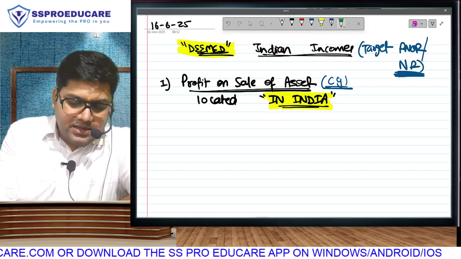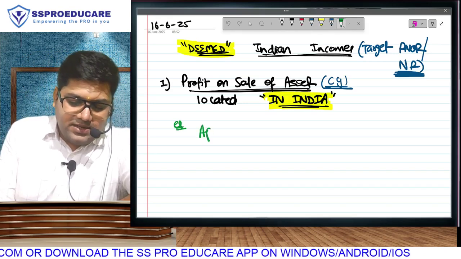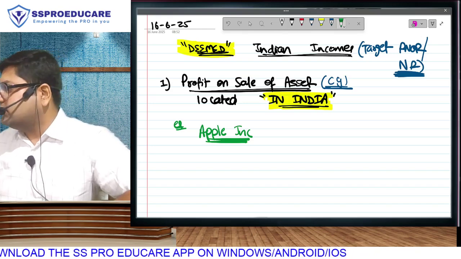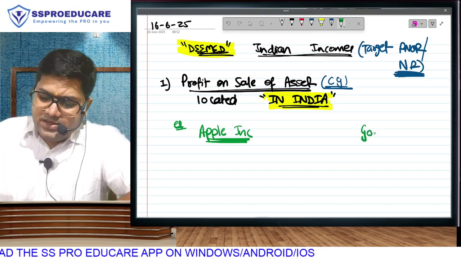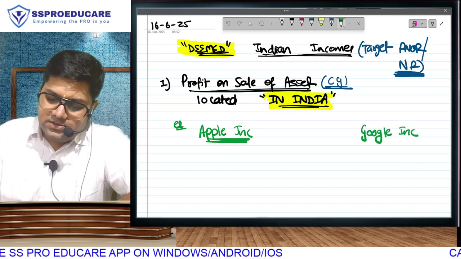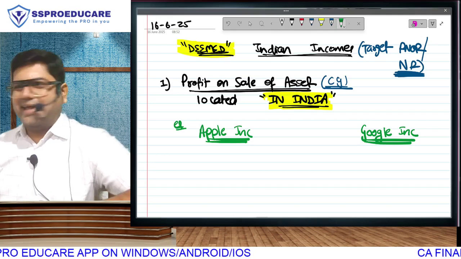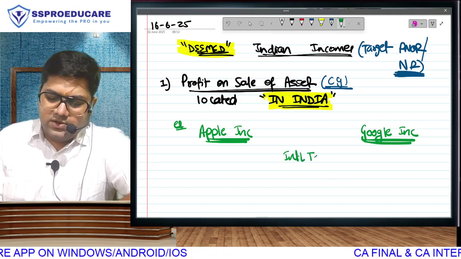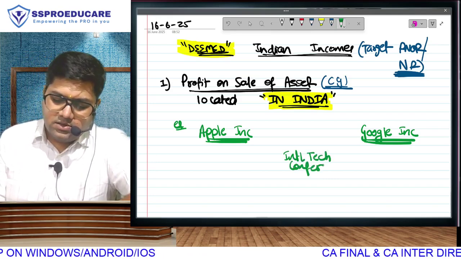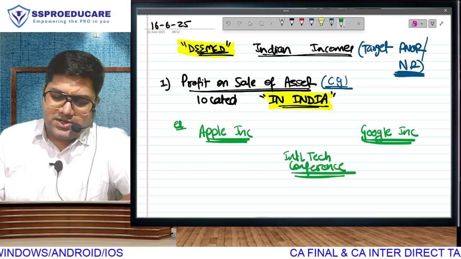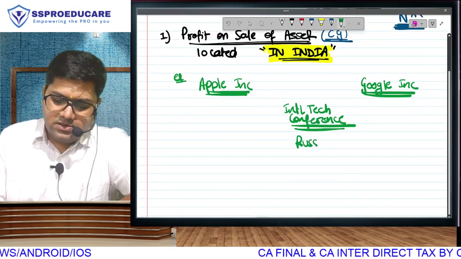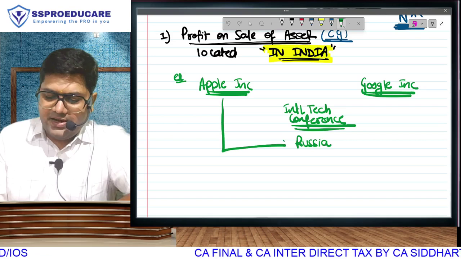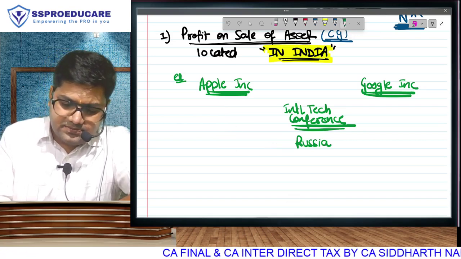Let us take an example. Supposingly there is a company, Apple Incorporation. Apple. I do have some crazy fans here. Okay. There is another company, Google Incorporation. Both tech giants. There is an international tech conference going on in a country called Russia. And because it is a very, very big conference, we have attendance from all tech giants.